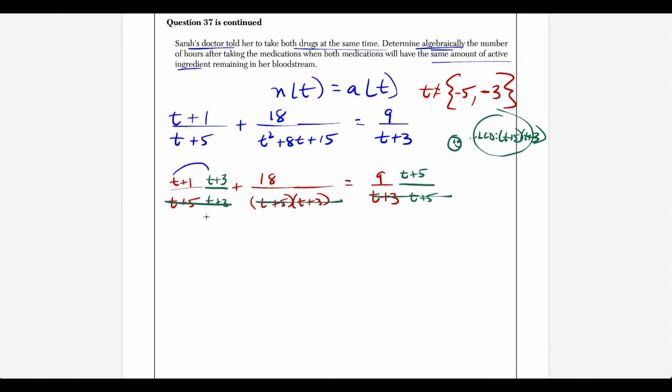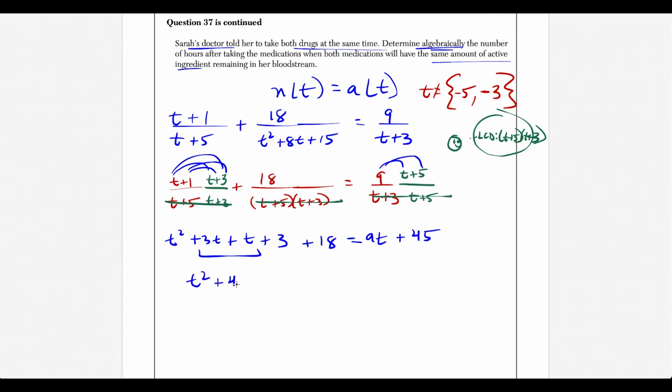So I would do first t times t is t squared. Then we have t times 3 is 3t. Plus 1 times t is t. Plus 1 times 3 is 3. And now we have plus 18 equals, and now we're going to have 9 times t plus 9 times 5 is 45. So now just algebra, we have t squared plus 4t plus 3 plus 18 is going to give us 21 equals 9t plus 45.